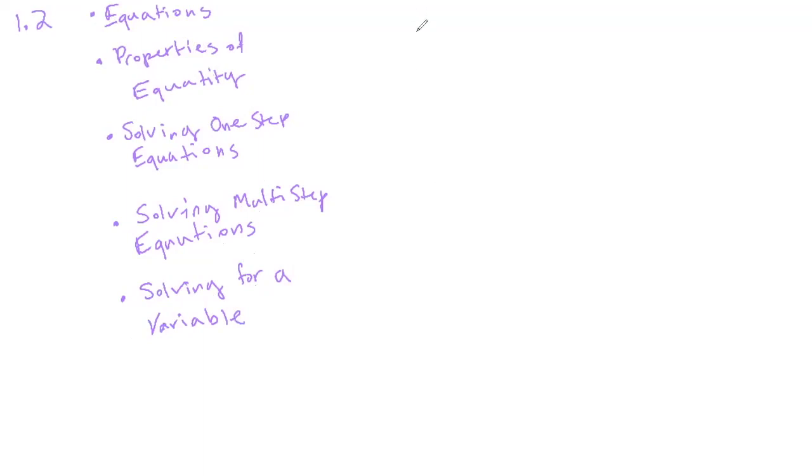So what is an equation? Well, an equation is just an algebraic sentence, basically with an equal sign. Obviously, the biggest thing about an equation is you've got to think about the equals sign. There's an equality there. There's something that is equal to something else.